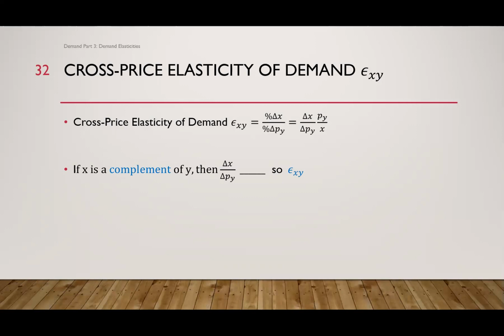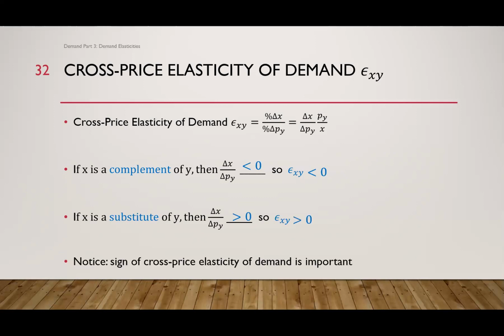So the cross price elasticity of demand will be negative. And conversely, if X is a substitute for Y, we know that as the price of Y goes up, then the demand for X goes up. So Pepsi rises in price. We consume less Pepsi. Instead, we buy Coca-Cola, so the demand for Coke goes up. So in that case, the cross price elasticity of demand would be positive.